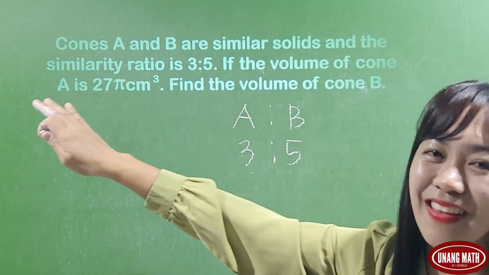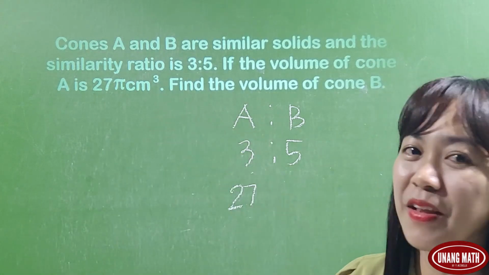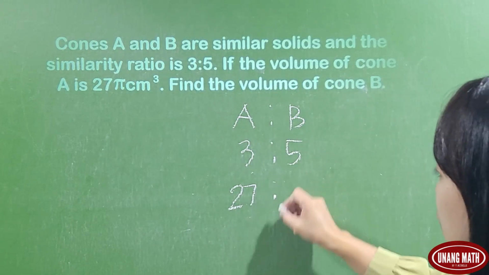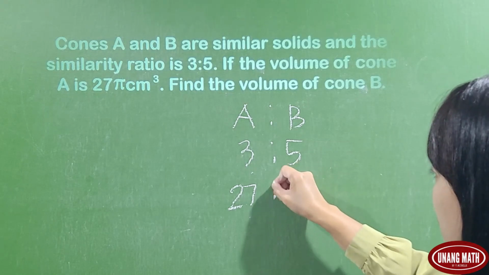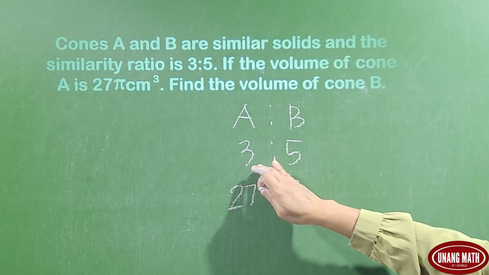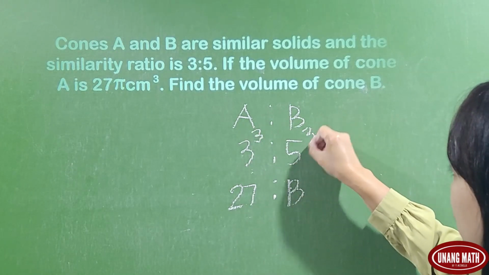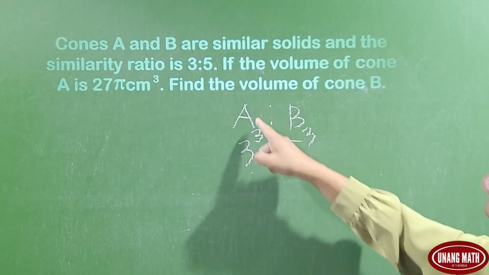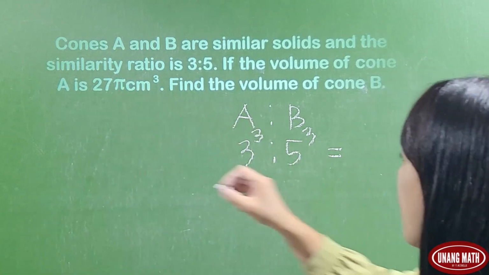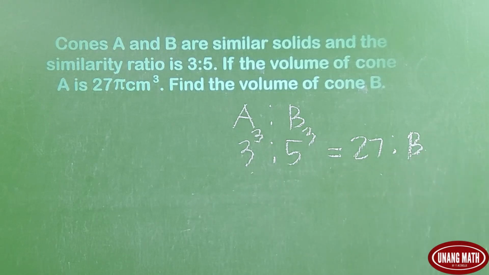It's also given that the volume of cone A is 27 pi cubic centimeters. So we are going to find the volume of cone B. So let's represent the volume of cone B as B. Since we know that the similarity ratio is 3 is to 5, we are just going to raise this ratio to the power of 3. So we have 3 raised to the power of 3 is to 5 raised to the power of 3. That would be equal to 27 is to the volume of cone B. Let's represent this one as B.